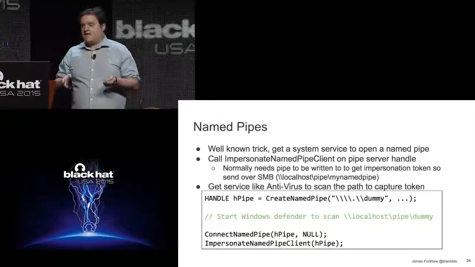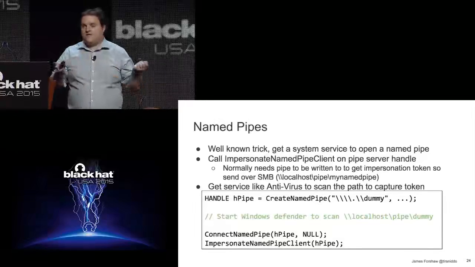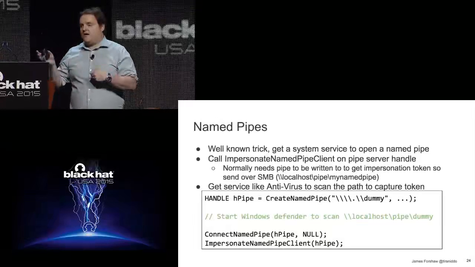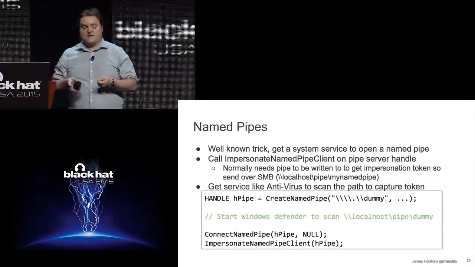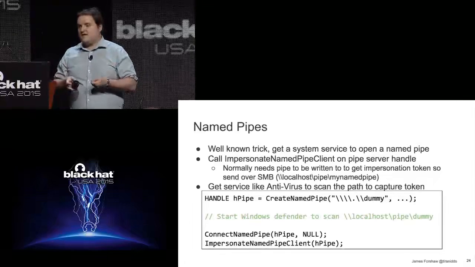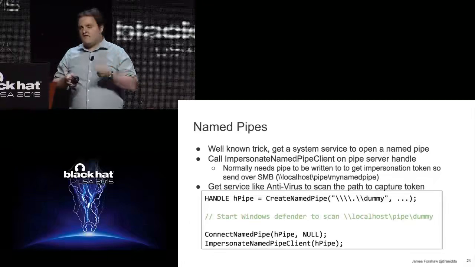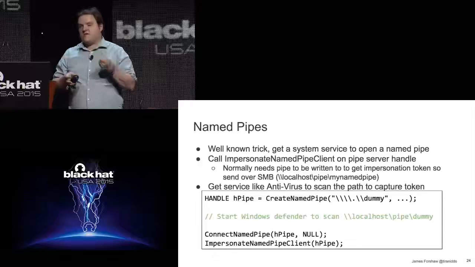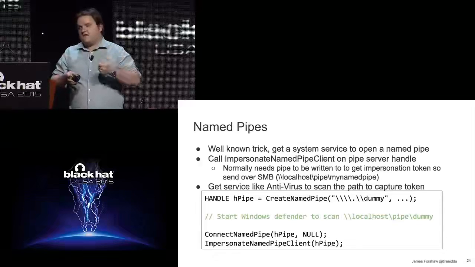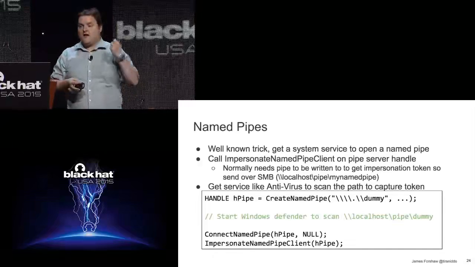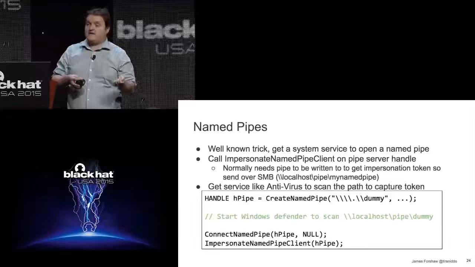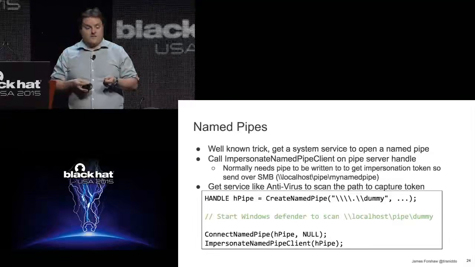A classic attack is named pipes. If you've read any of the work on things like token kidnapping or pre-Windows 2000 privilege escalation, named pipes come up quite a lot because they're really easy and by default will always open. They'll usually allow you to get an impersonation token off them if someone at a higher privilege level or a different user opens that named pipe endpoint.